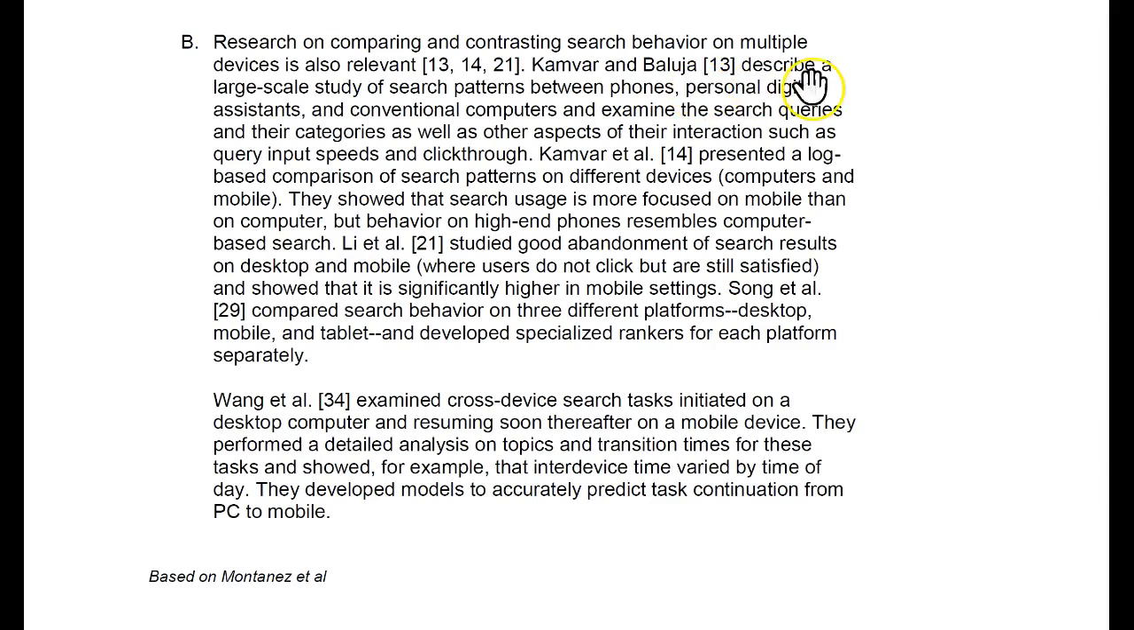Kamvar and Beluha do this. Kamvar et al. presented this. And while there's some discussion of the findings, there's not that connecting language to tell us how these studies build upon one another. Whereas example A had more of those transition words, similarly, like such and such. And Lee studied these things, and Song studied these things. So these are just kind of stacked on top of each other.